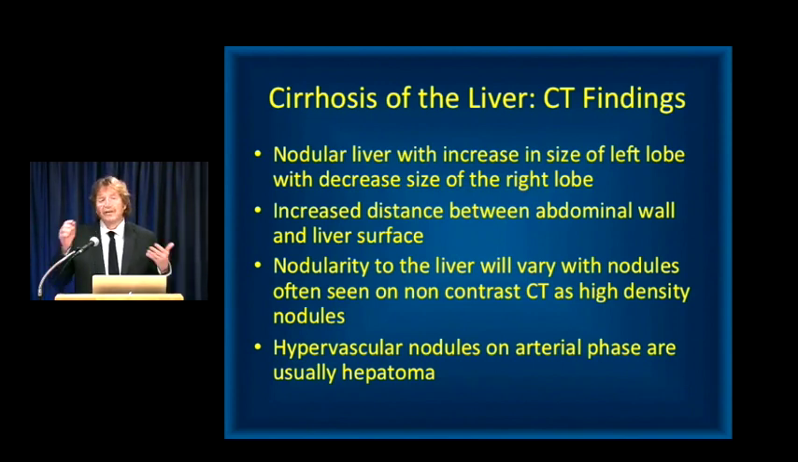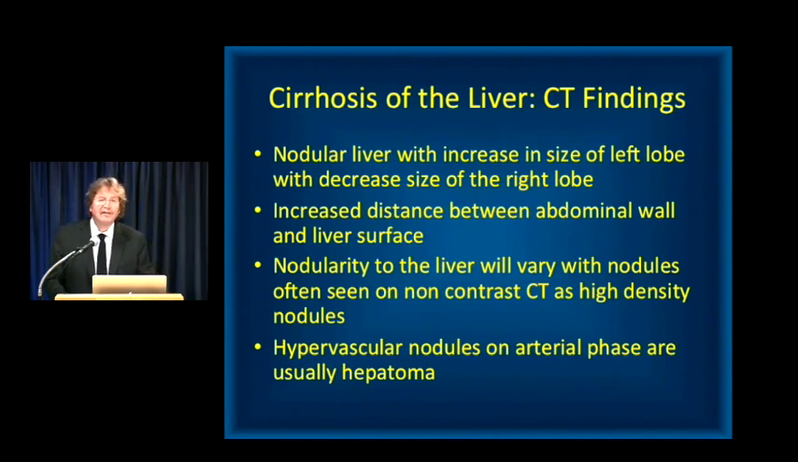It's the classic thing we all know. It's a nodular liver, and the liver changes shape. The left lobe gets larger, the right lobe gets smaller, the caudate often gets big. There's increased distance between the abdominal wall and liver surface. The liver is becoming nodular and retracting.